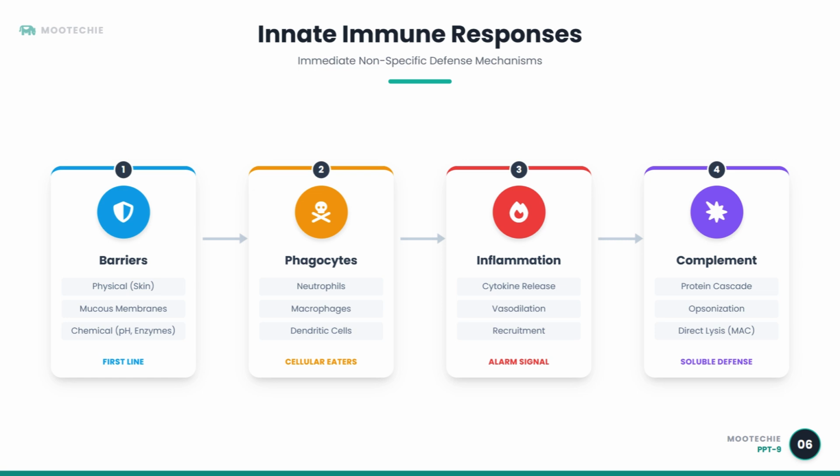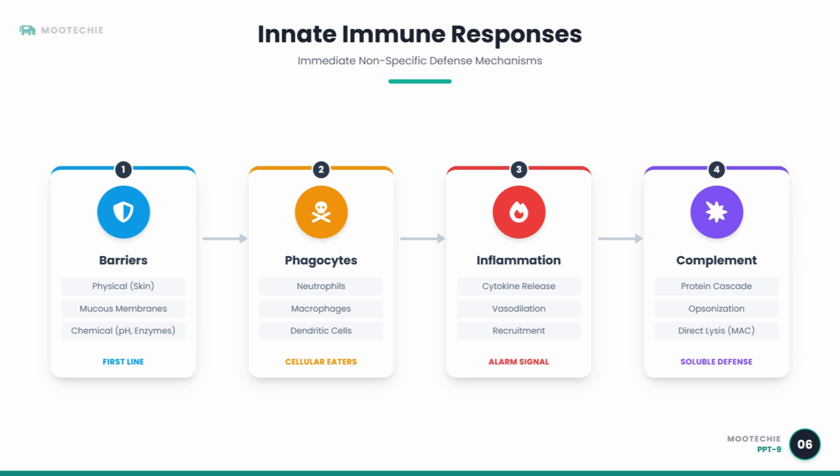The next aspect involves cellular eaters known as phagocytes. These include cells like neutrophils, macrophages, and dendritic cells. Their job is to engulf and destroy invaders. Then we have the alarm signal, which is inflammation. When cells are damaged, they release chemicals called cytokines, which cause vasodilation or widening of blood vessels and recruit more immune cells to the site of infection.